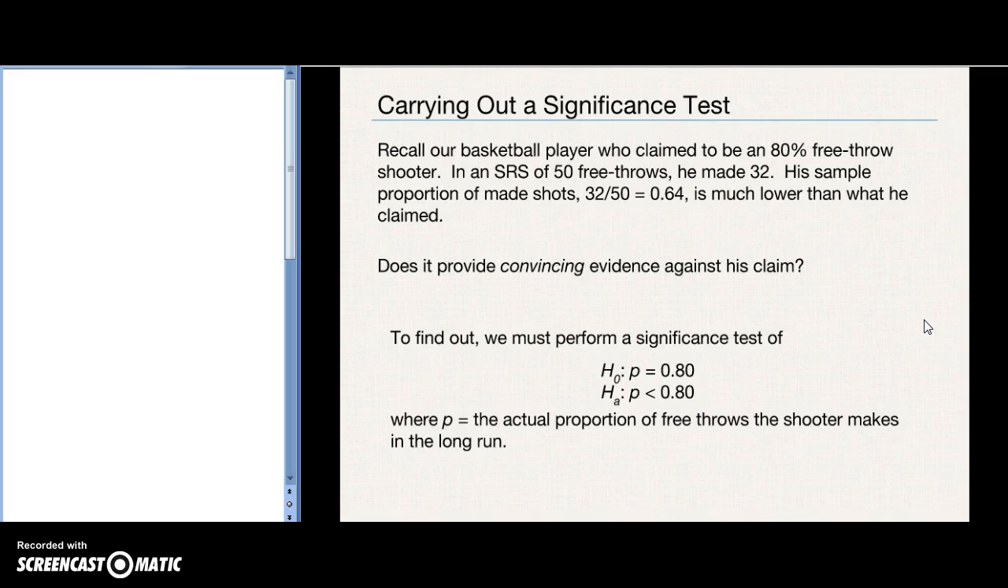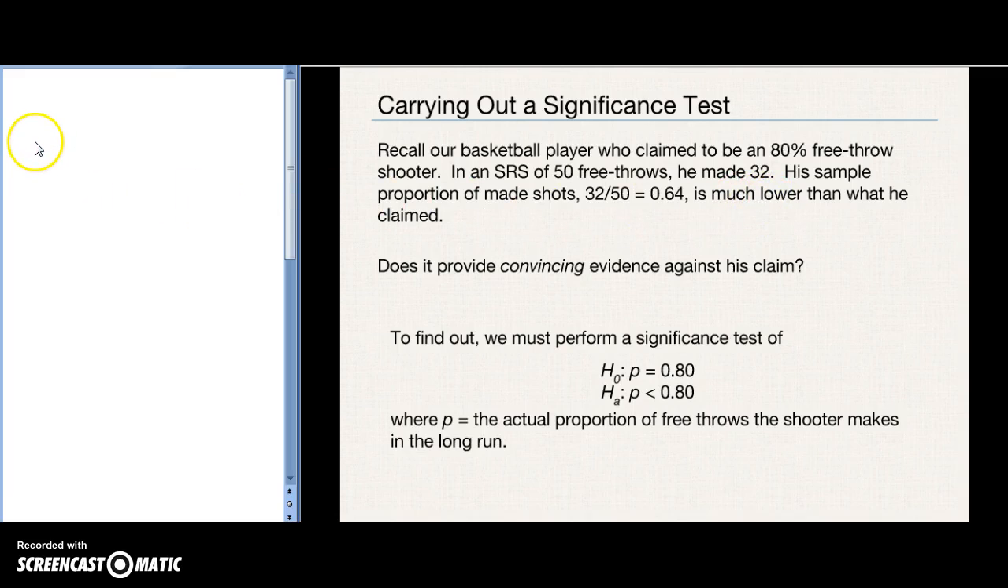It says, recall we have a basketball player who claims to be an 80% free throw shooter. In a simple random sample of free throws, he has made 32 out of the 50. So again, they have a proportion. This is related to confidence intervals. This is our p hat, and this is much lower than what he claims.